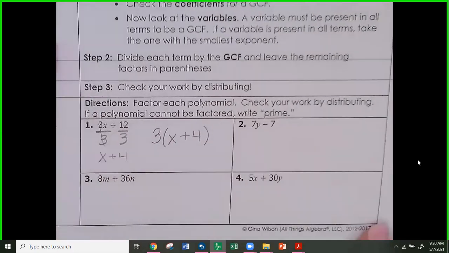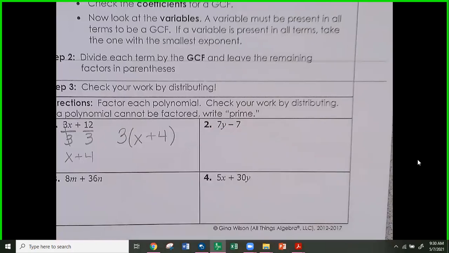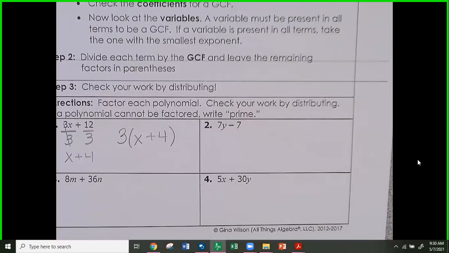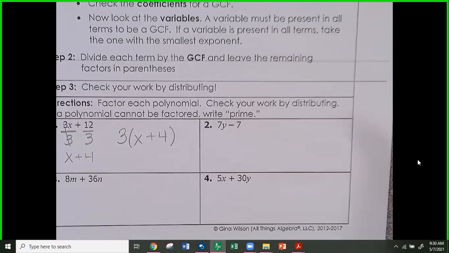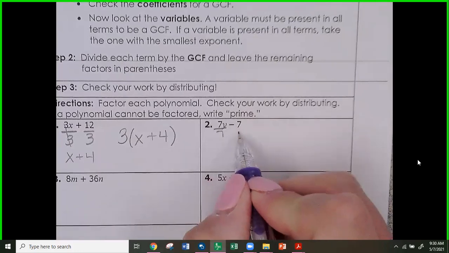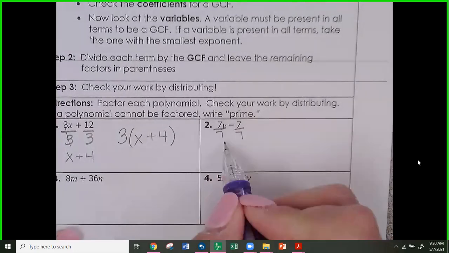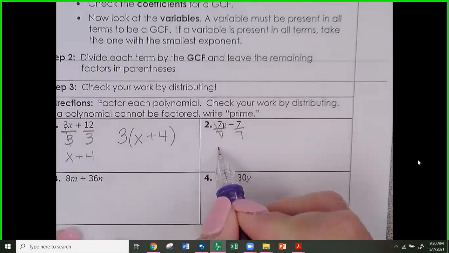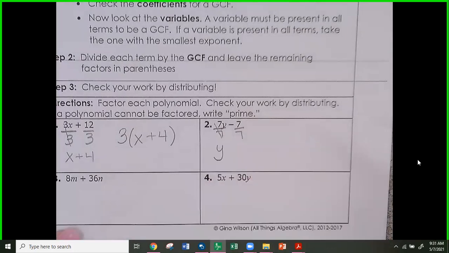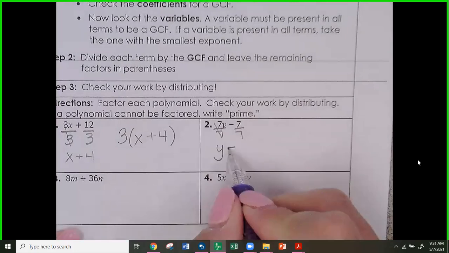Okay, so let's try number 2. So look at those two numbers. What can I take out of both 7y and 7? Can take out a 7. Okay, so like our homework, we're going to divide both of those by 7. That 7 that I'm dividing by is the greatest common factor. That's the GCF. So now I'm going to ask myself, those cancel out. What do I have left? Y. And what's 7 divided by 7? So we have a -1.